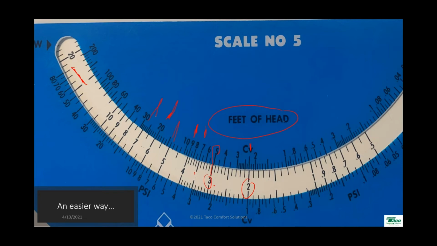Okay, so what Gil was able to do here is set this thing up in such a way that it does the math for you on a wheel basis. So let me know if that makes sense to you, but that's another way, an easier way, to plot out a system curve if you wanted to. And that's simply using scale number 5 on the B&G system sizer wheel.